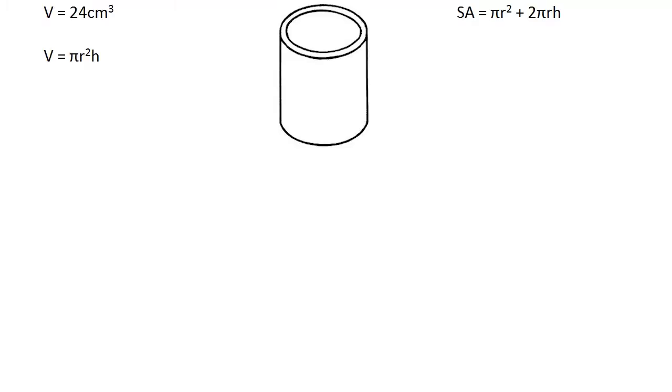So we'll start out with the volume equation, pi r squared h. Then we'll substitute in the value we have for volume. Then we'll divide both sides by pi r squared. So that gives us our h in terms of r. So we can go ahead and plug that in our surface area equation, so that way we only have one variable.